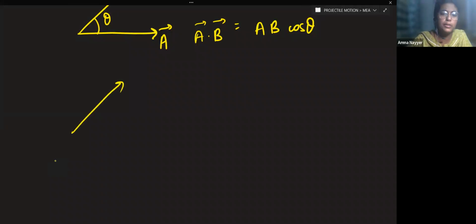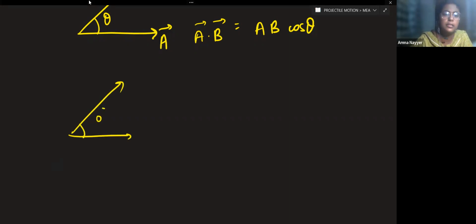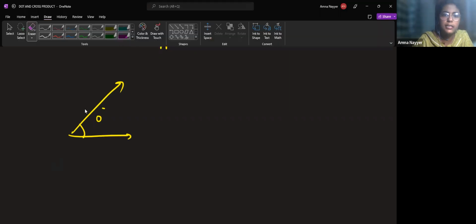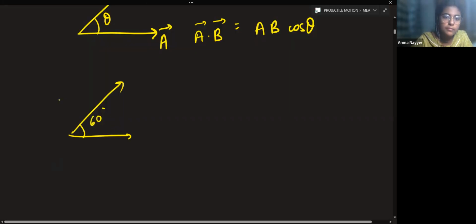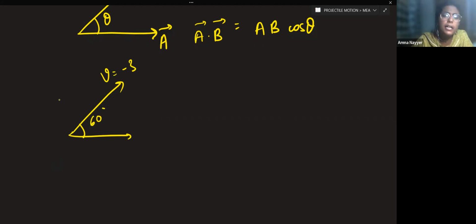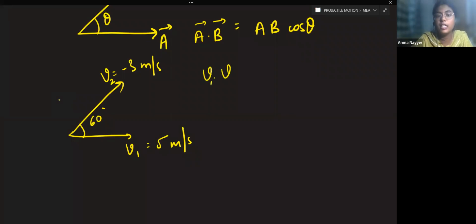For example, this is 30 degree, or let's take it as 60 degree. This is 60 degree. This velocity is minus 3, in some angle it is given, or let's just write meter per second. Fine. And this is v2, and this is v1 velocity, which is 5 meter per second. And I am asking you to find out the dot product of v1 and v2.